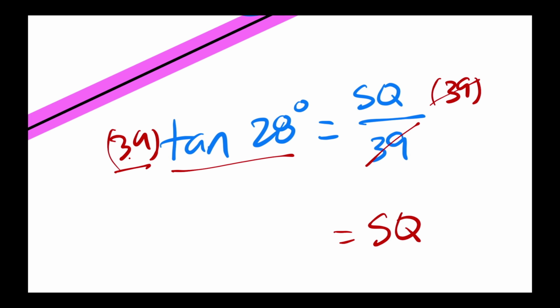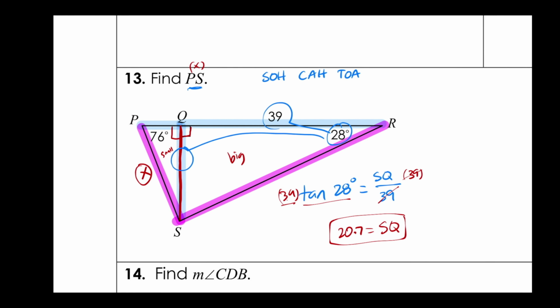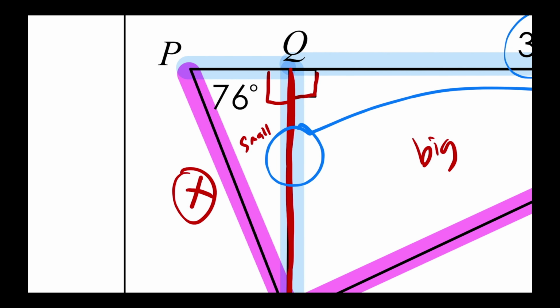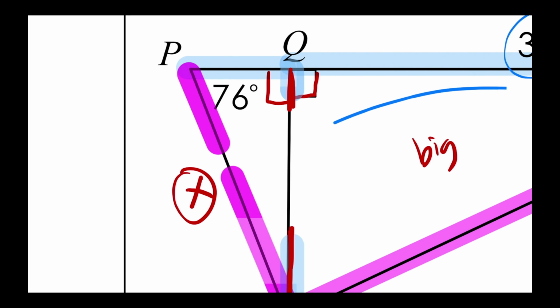Where's my calculator? There it is. So I get the tangent of 28, and I multiply by 39, and I get 20.7. So SQ is 20.7. Yay. So this right here is 20.7.